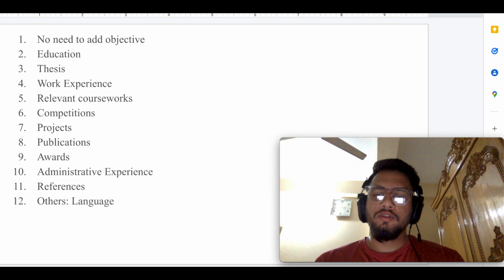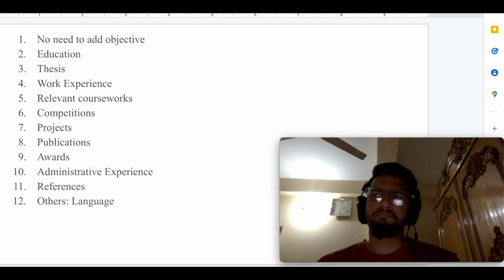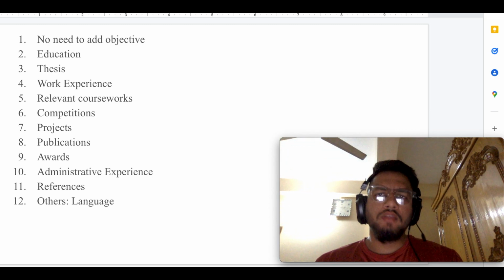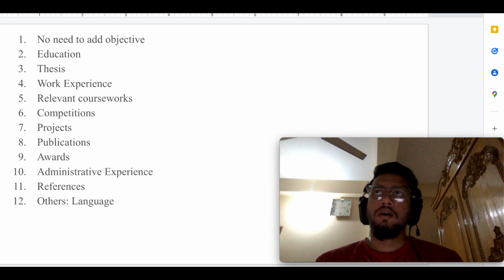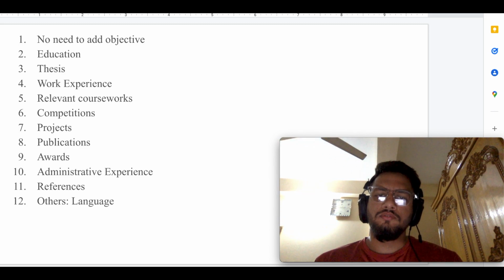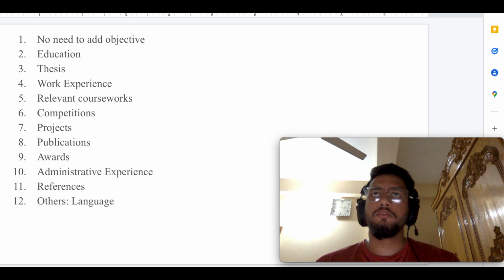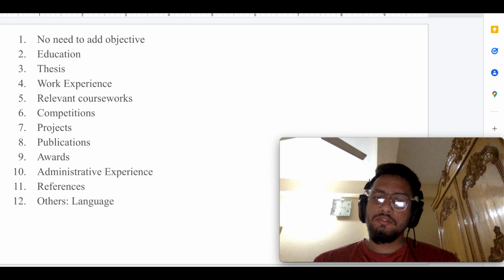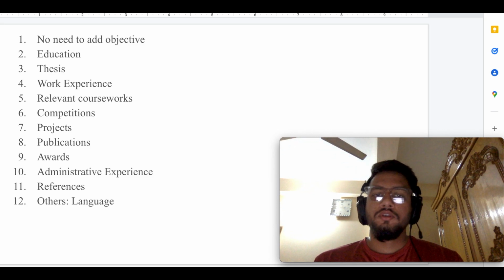And the second point is the education. I didn't add my SSC and HSC education in the education section of my research CV. I just added my undergraduation, which was from WIT, in the education. I also mentioned my CGPA, my percentage, and my course supervisors, etc. This is something that you must add.